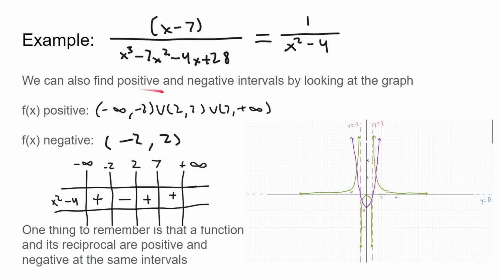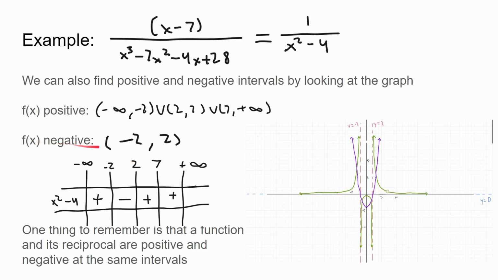We can also find positive and negative intervals by looking at the graph and using an interval chart. So by just looking at the graph, we can tell that f of x is positive, so it's greater than 0, from negative infinity until negative 2, from 2 until 7, and from 7 until positive infinity. Again, we're using the circle brackets because it doesn't include the asymptotes, and it doesn't include the hole. So all of this is above 0, it's positive. From 2 to 7, and from 7 to positive infinity, f of x is positive.